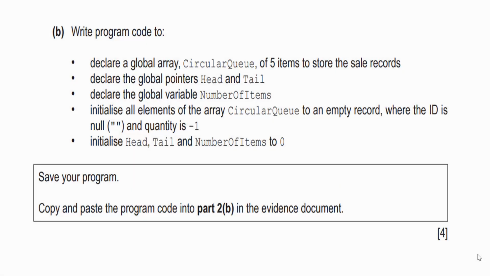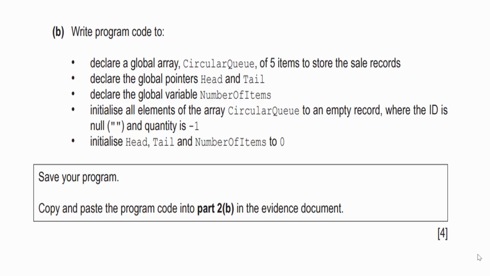Declare a global array circular queue of 5 items to store the cell records. So we created that cell data record. We're going to be implementing that with a circular queue. Declare the global pointers, head and tail. Every queue has a head and tail pointer showing the next item to be dequeued and where the queue ends. Now, because we have a circular queue, when we reach the end, we're going to be swinging around back to the beginning of the array. Declare the global variable number of items.